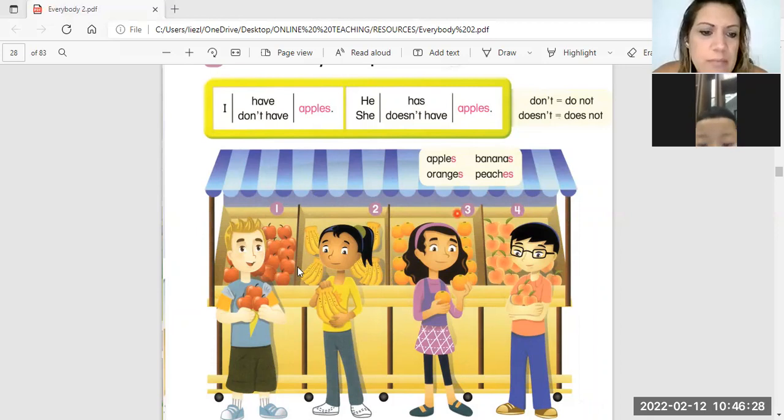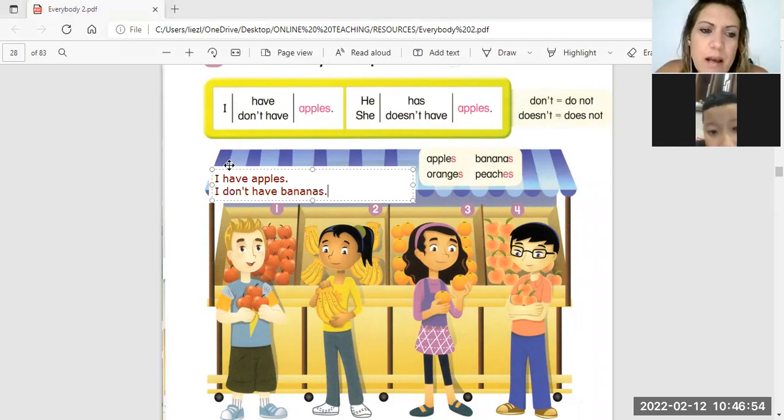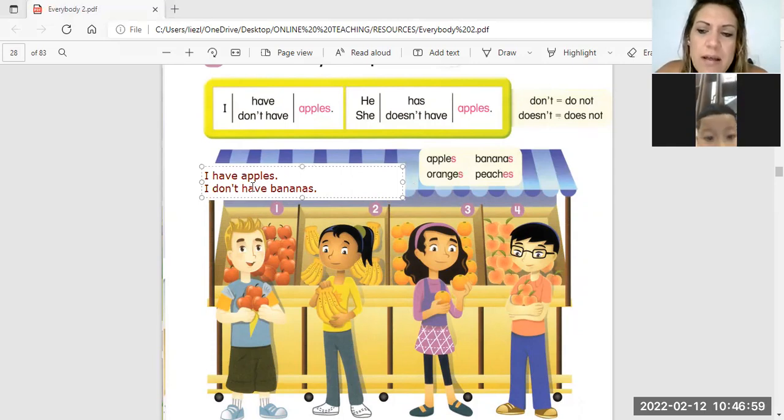Okay, let's have a look here. Number one. What's number one? Apples. I have apples. I don't have apples. Bananas. I have apples. I don't have bananas. Good.